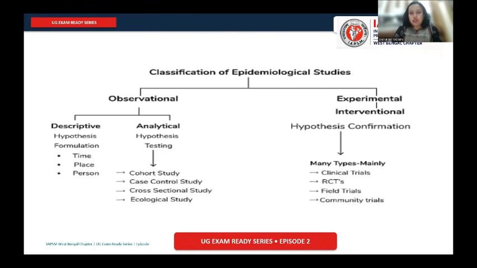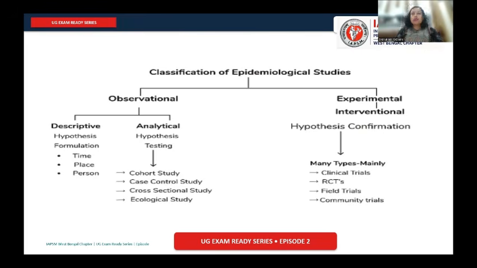Now we come to the observational part. There the main 2 headings are descriptive study and analytical study. In descriptive study, usually it is done for hypothesis formulation, where you discuss any events in terms of time, place, person. It's just describing. Whatever it is, you just describe. So that's a descriptive study. The next part of observational study is your analytical study. In analytical study, you are testing a hypothesis. Already a descriptive study has been done. A hypothesis has been formulated. Now you will test the hypothesis by an analytical study.